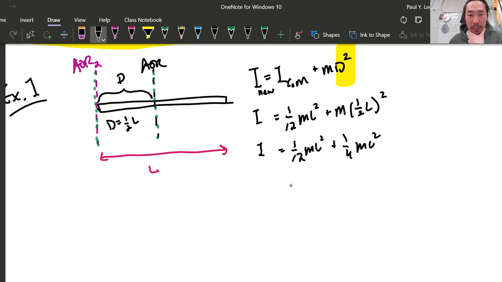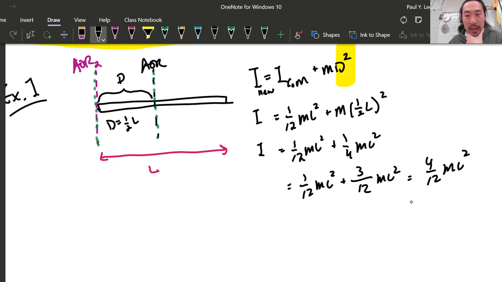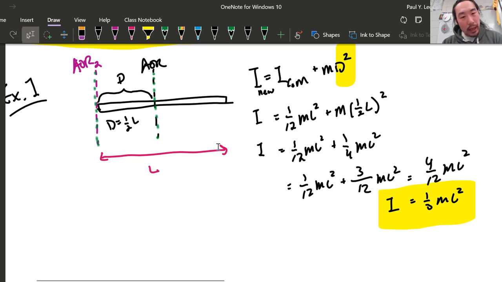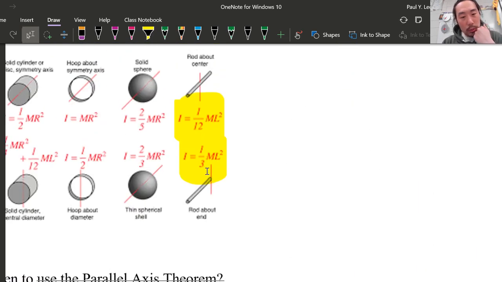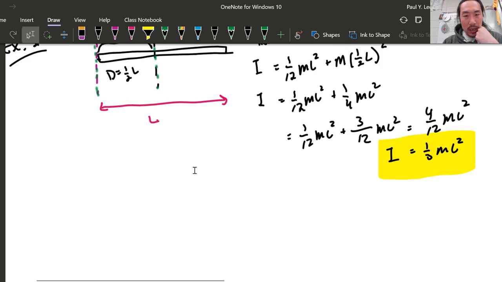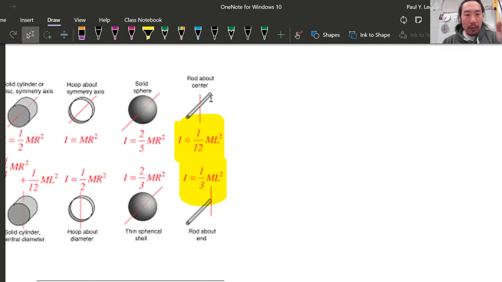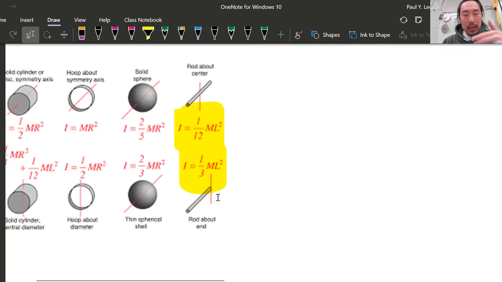I don't know how to do that off the top of my head, so I'm just going to show you the algebra. This would be 3/12 ml squared. So this gives us 4/12 ml squared, and if we reduce that, we get 1/3 ml squared. So the new rotational inertia will be 1/3 ml squared. And the cool thing is, if we look at the chart, we are in fact correct. That's how we went from a rod about the center to a rod about the end.